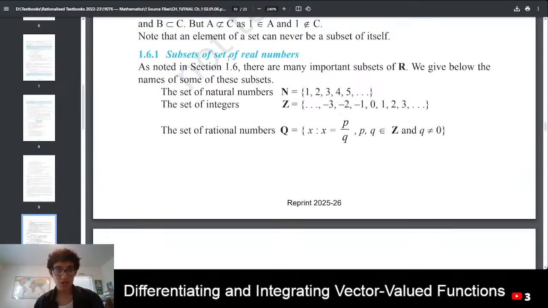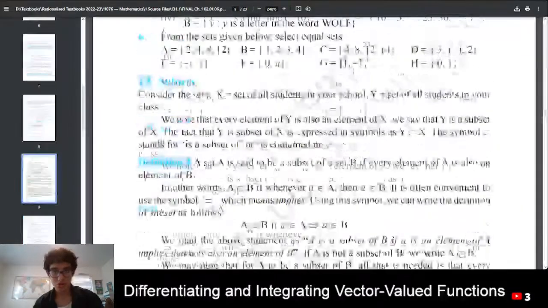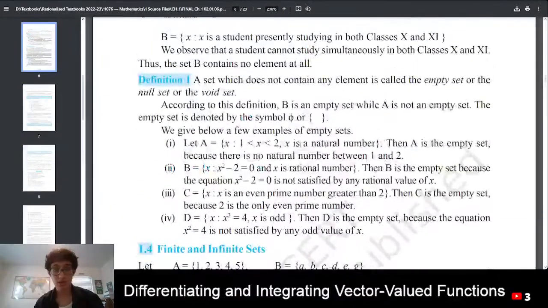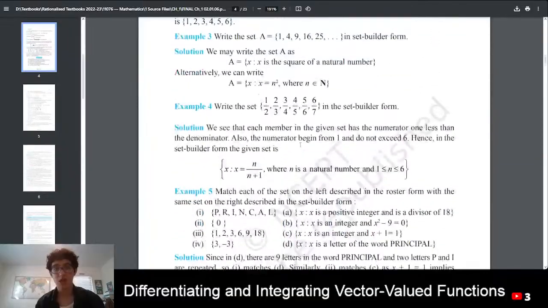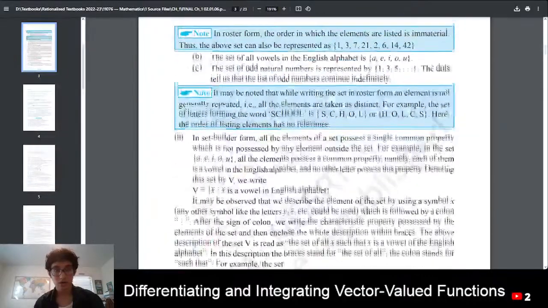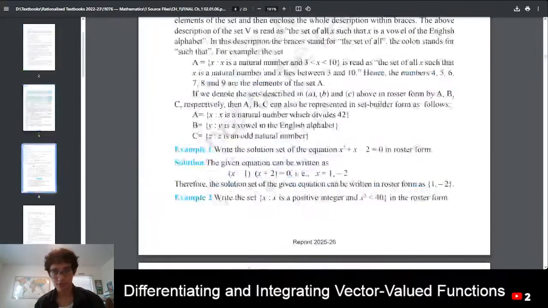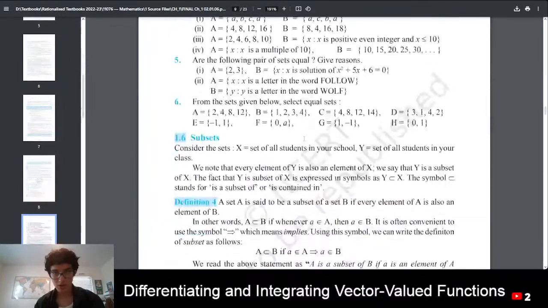Okay, let's move on to the next section now: subsets of the set of real numbers. If we go up here very quickly, the real numbers are the most inclusive. These real numbers include all the natural numbers, all the integers, all the rational numbers, and even things that are irrational. They're the biggest set. So N, Z, and Q, the natural numbers, integers, and rational numbers, are all subsets of R. And I think that's what this section is going to talk about. So let's take a quick look here.